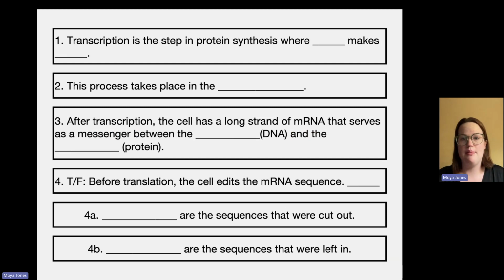Transcription is the step in protein synthesis where blank makes blank. What do you think? It's where DNA makes mRNA.